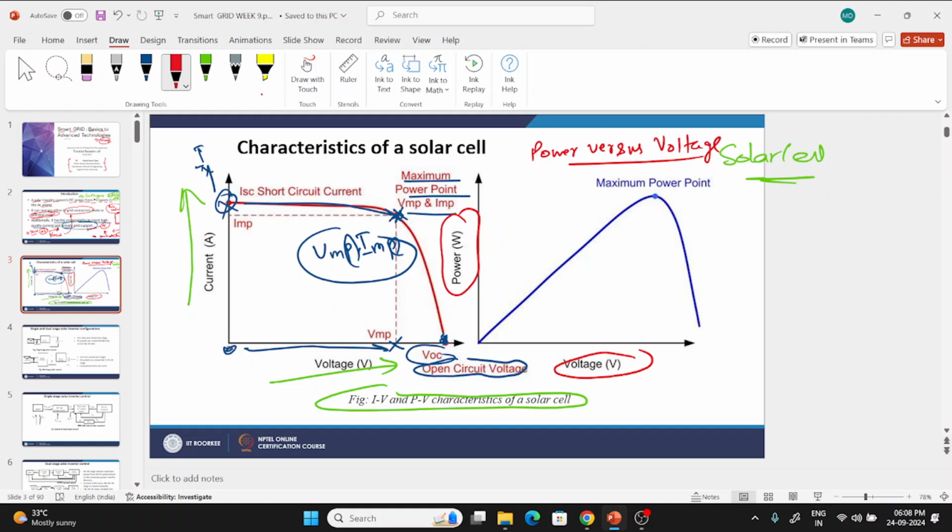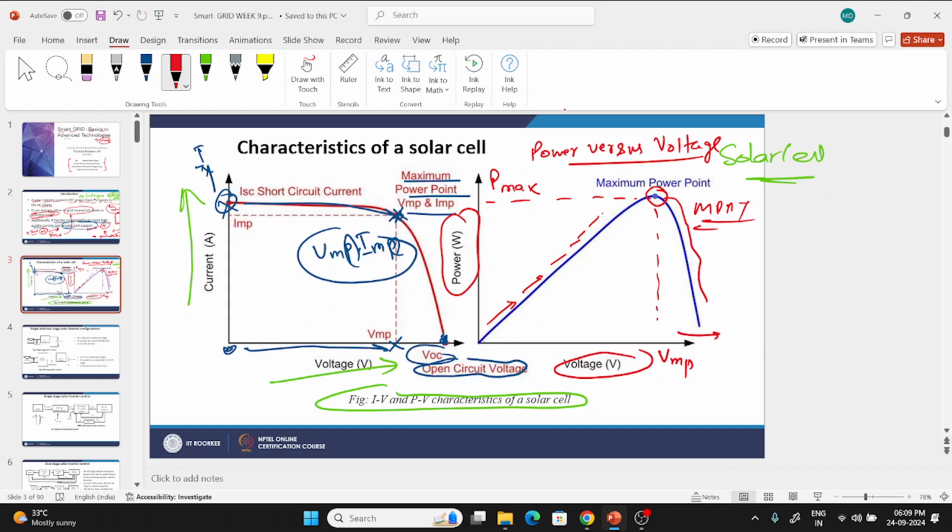Okay, so here you can clearly see the variation of the power with the voltage. As voltage goes on increasing, the power also goes on increasing. And at the maximum power point, which is the MPPT, the power has its maximum value, and at that point we have VMP. After this point, the power will go on decreasing if we increase the voltage.